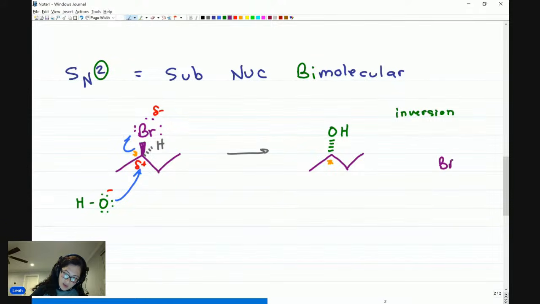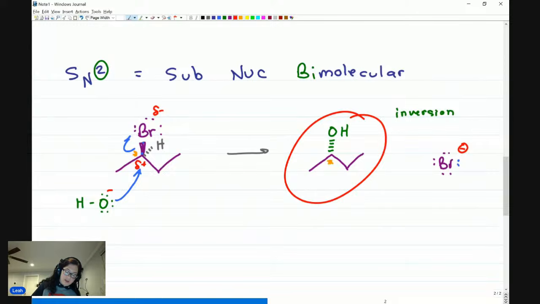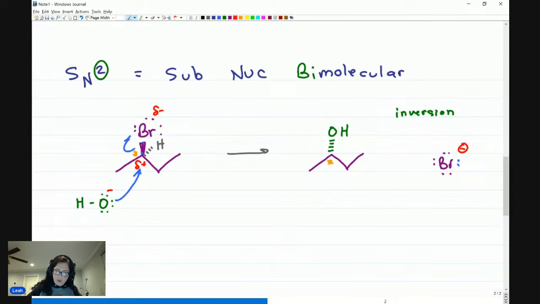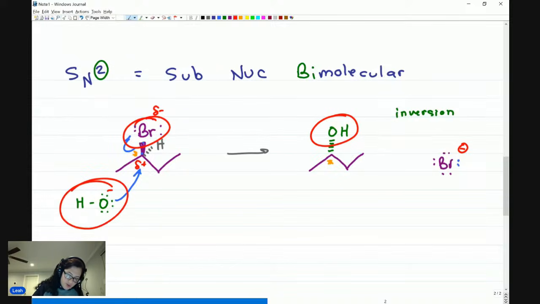Bromine is now floating around somewhere in solution. It has those extra, we'll show them in light blue, 2 electrons, giving it a negative charge. It is happy, it is stable, it is uninterested in any kind of reaction. It's off in solution. And this right here is my final product. So a quick overview then of the substitution, the SN2 reaction. Substitution, we substituted the bromine for the OH group. Nucleophilic refers to the nucleophile, the molecule that did the attack.